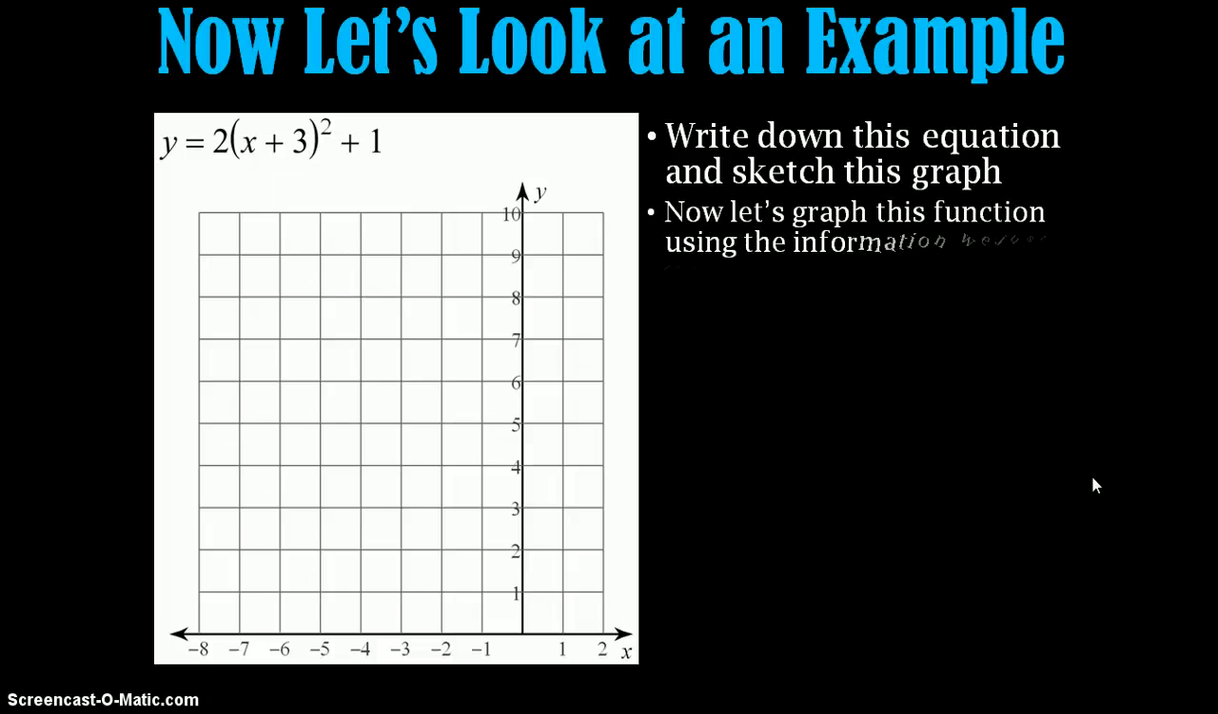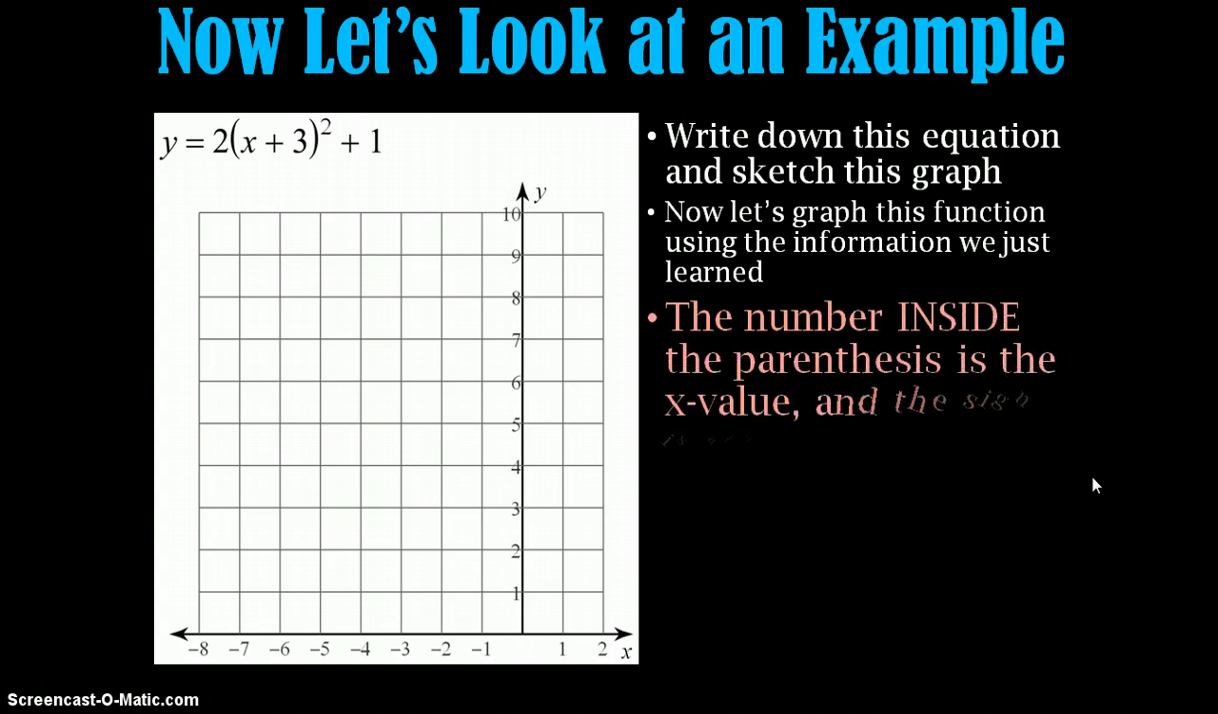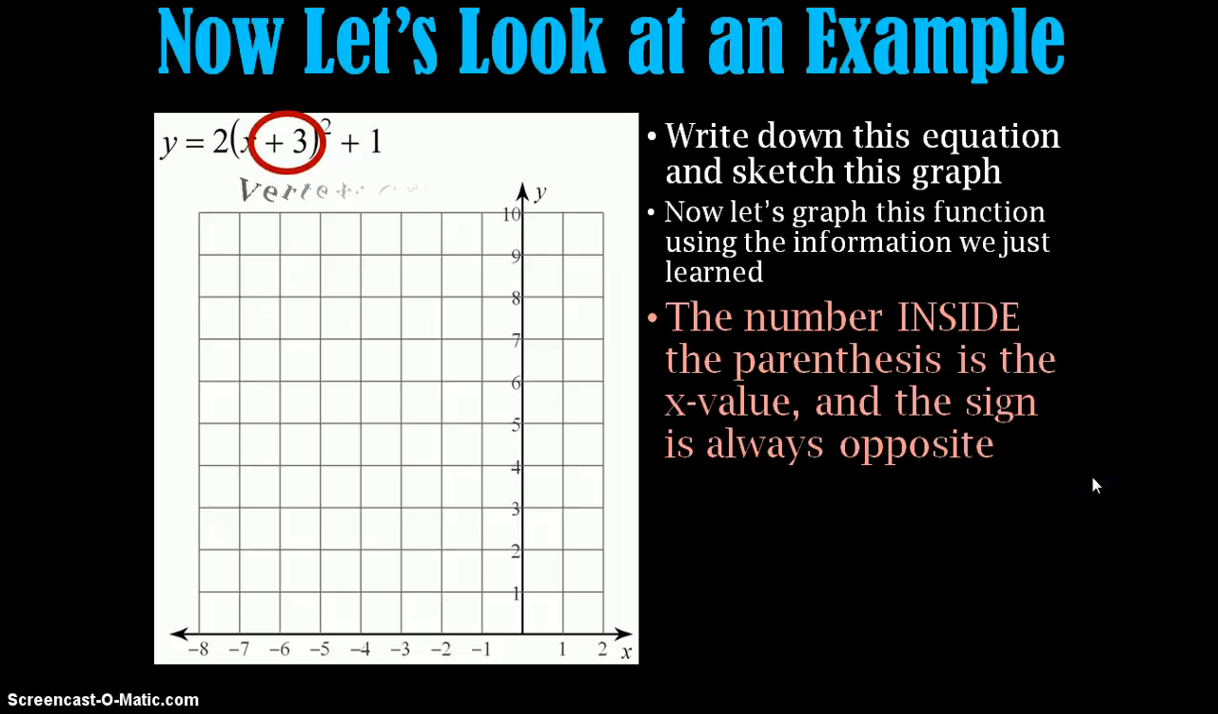Alright, so let's graph this based on what we just learned. The number on the inside of the parentheses, again, is the x value, and it's always the opposite of what we have. So we have a positive 3 on the inside, so the opposite of positive 3 would be negative 3. So our x value of our vertex is negative 3.